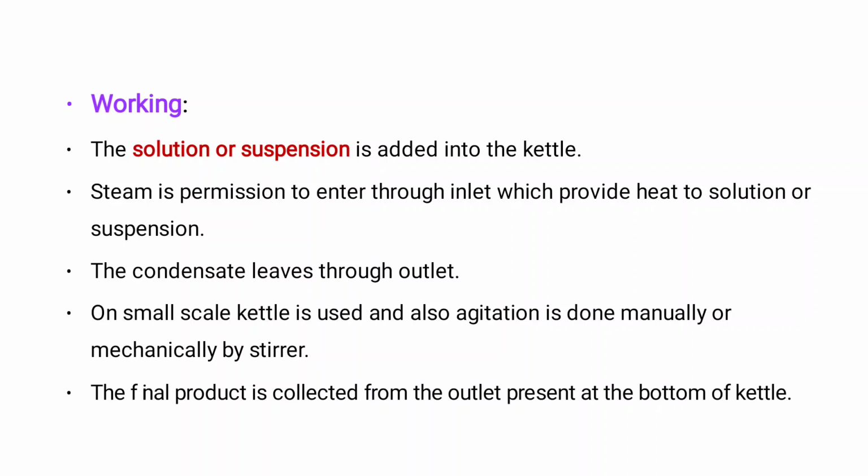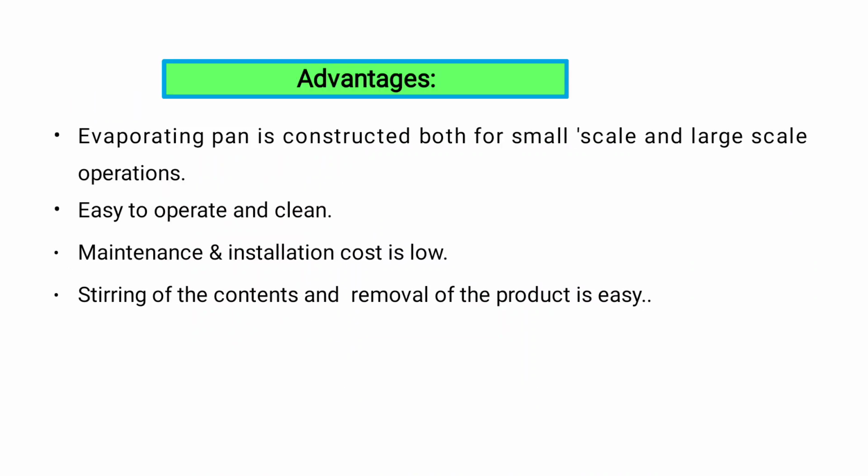Working: the solution or suspension is added in the kettle. Steam is permitted to enter through the inlet, which provides heat to the solution or suspension. The condensate leaves through the outlet. On a small scale, a kettle is used, and agitation is done manually or mechanically by a stirrer. The final product is collected from the outlet present at the bottom of the kettle.